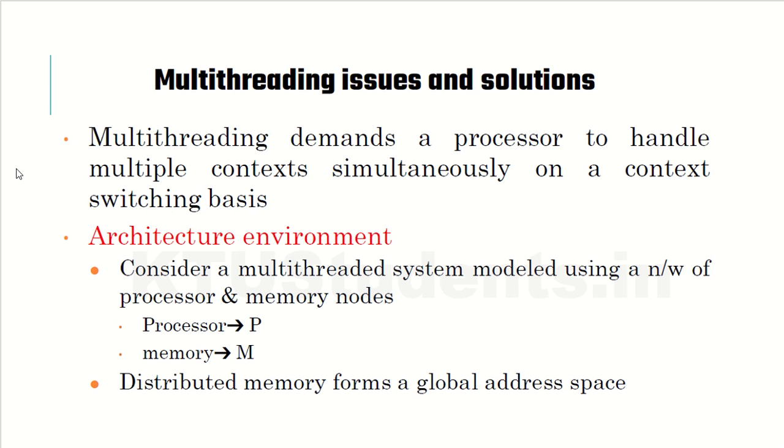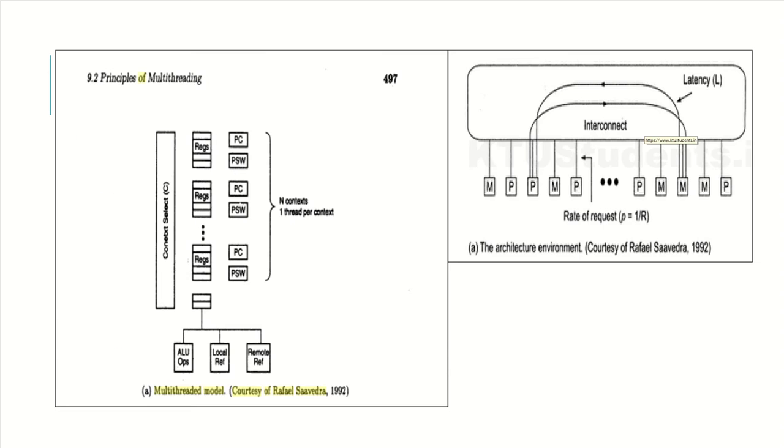Now, when we talk about the architecture environment, there will be a multi-threaded system. There will be a network of processors. It will not be just one single processor. Normally you will have a network of processors, and along with the processors, there will be many memory modules. Every processor element is known as P, and every memory module is called M. Usually we will not have a global address space. Rather, we'll divide the address space into many parts and distribute it across the processors. So it is a distributed memory architecture, not a global architecture. So there is a pictorial representation.